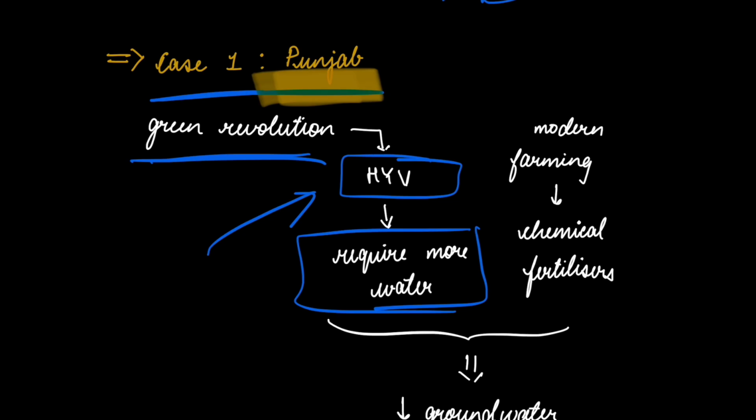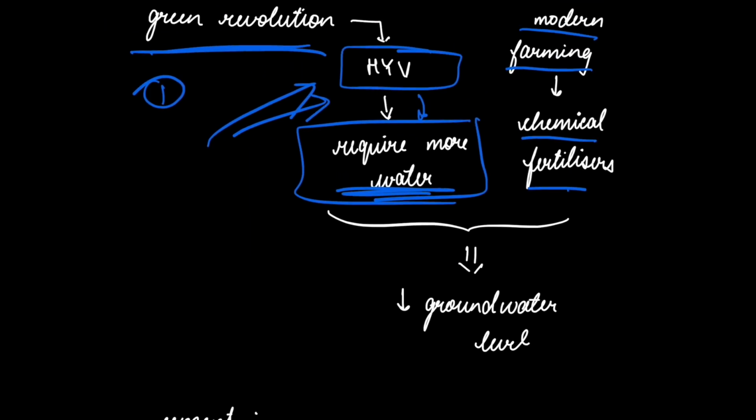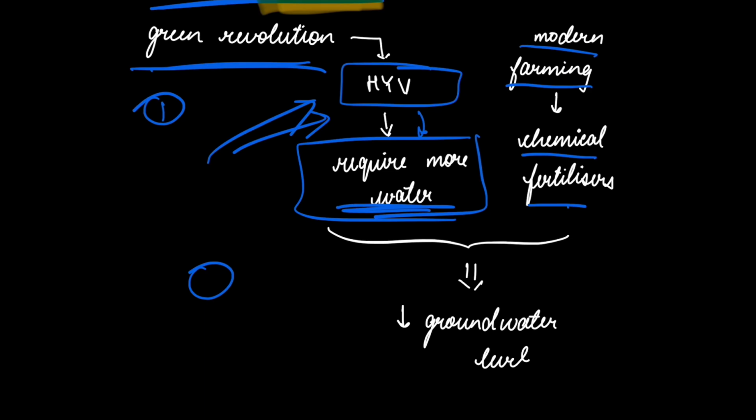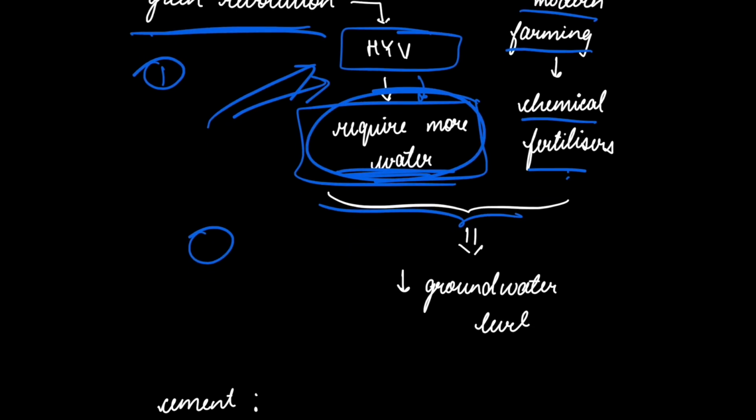So when you want more production, you will use these HYV seeds, but these require more water. That is the first thing. And the second thing is, when modern farming is used, they use chemical fertilizers. When these chemical fertilizers are used, there will be pollution of water, and that water will not be usable after some time. So due to both these reasons, the use of more water by farmers and the chemical fertilizers, there is a decline in the groundwater level.